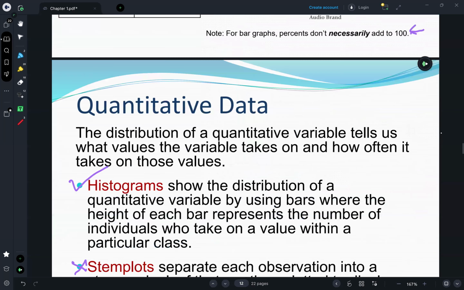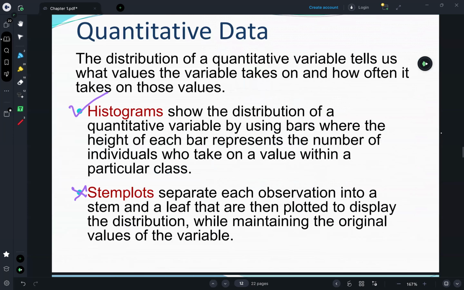Now, quantitative data, we want the histogram. It will show you the distribution. It will show you how spread out the data is or how close together the data is. And the height of each bar represents the number of individuals who take on a particular class. So we put each variable into a class or a bin, and then we construct the histogram as such. I'll show you that on the next slide. Stem plots are basically the same as histograms. It's identical, but they've been tilted onto their side. You can check them out in the book, even though we won't be testing them.